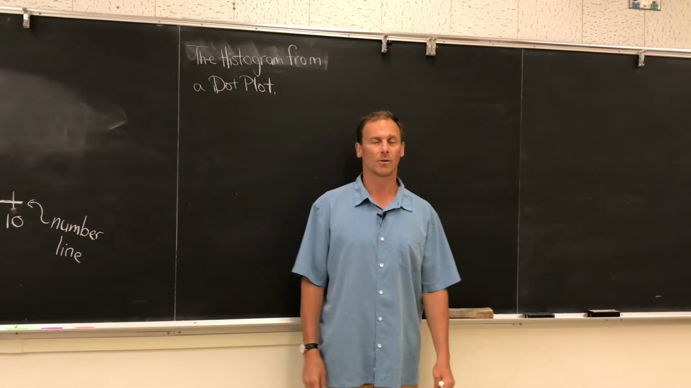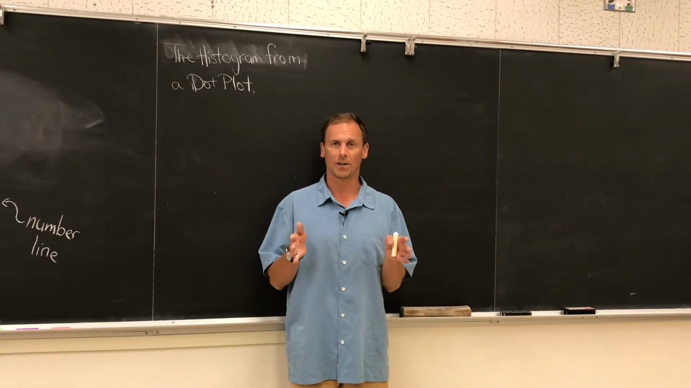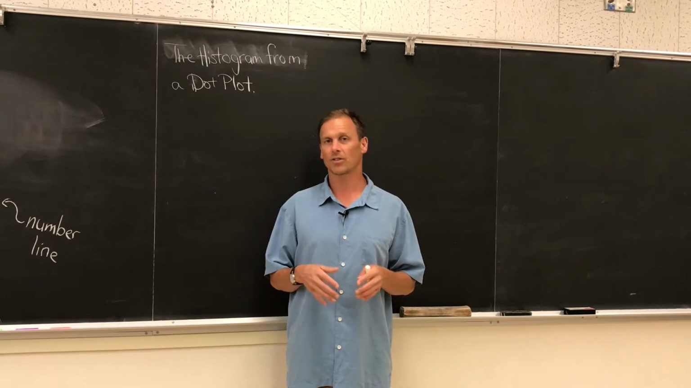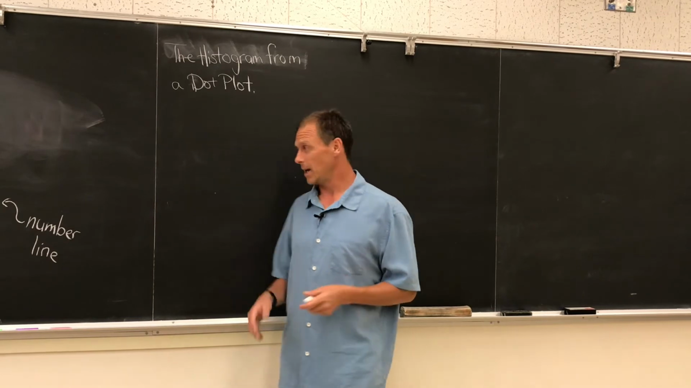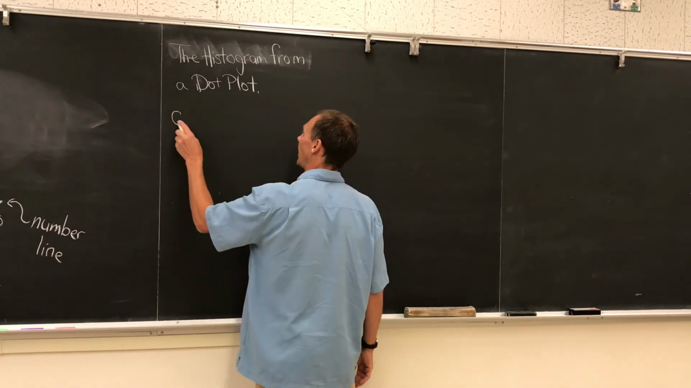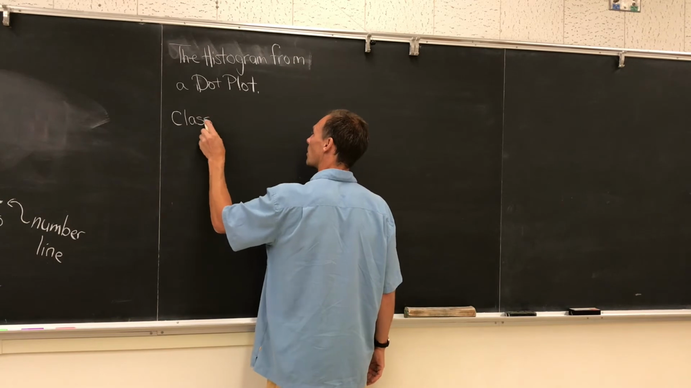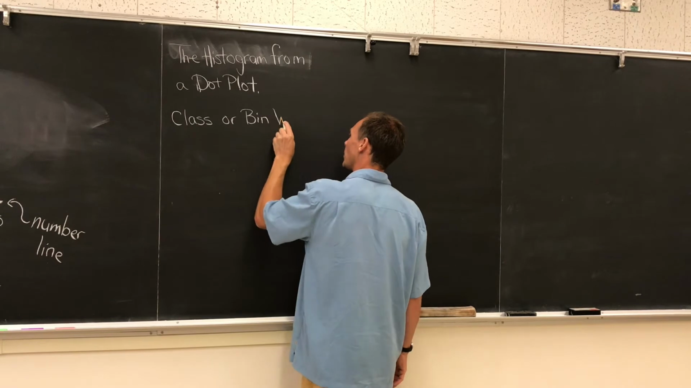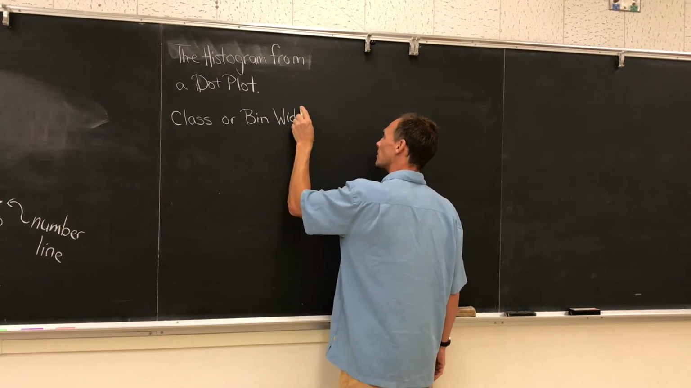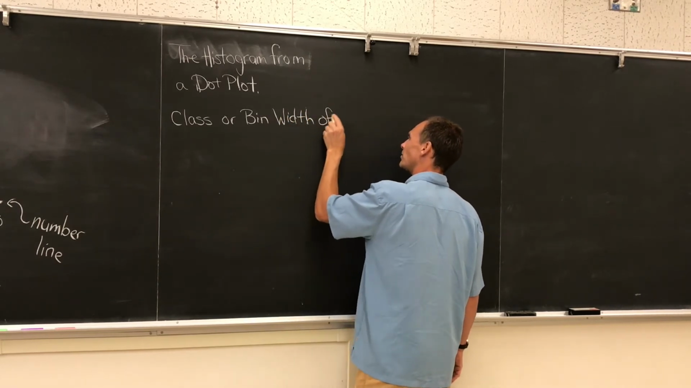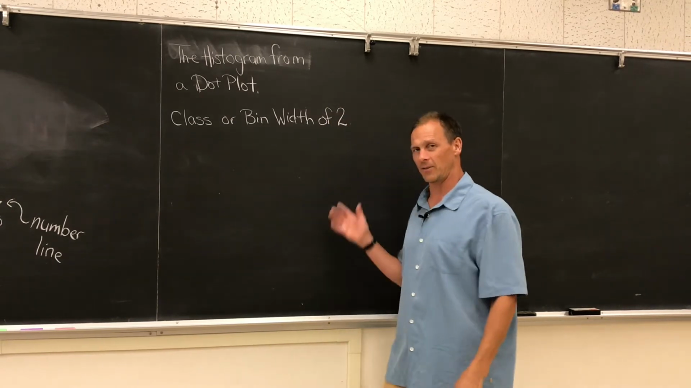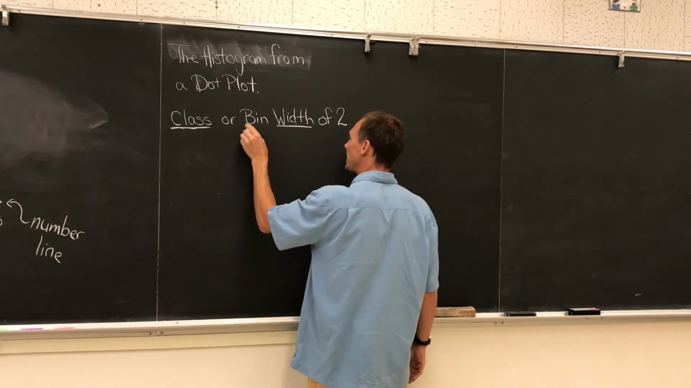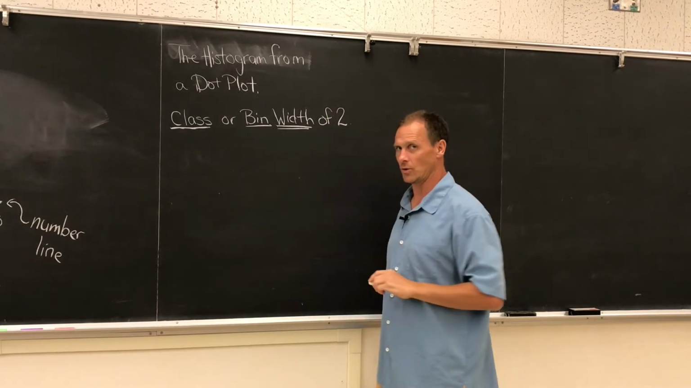In order to do that, you have to decide how wide you want your classes. Even before we've made a class yet, we're going to start with what's called a bin. So we're going to say that we want our class, or bin, width of 2. We want a class width, or bin width, of 2 units.